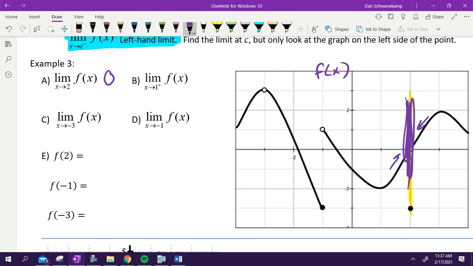Yeah, that open circle kind of throws you off for a second. But if they were walking on both sides, would they be meeting each other? Yeah, where would they be meeting each other? At 0, at y value equal to 0. Kind of makes sense on that one.